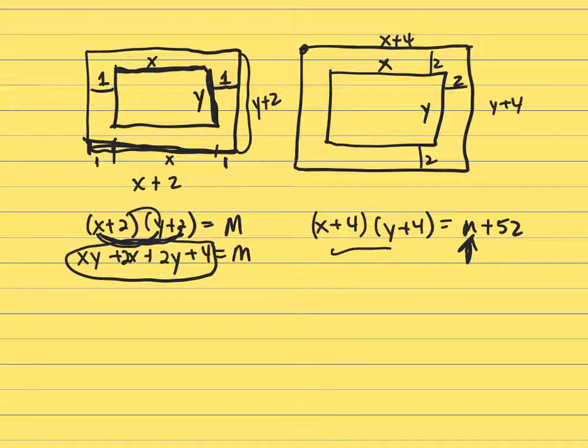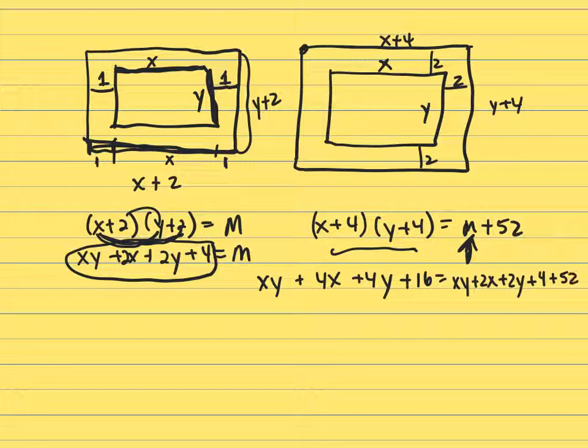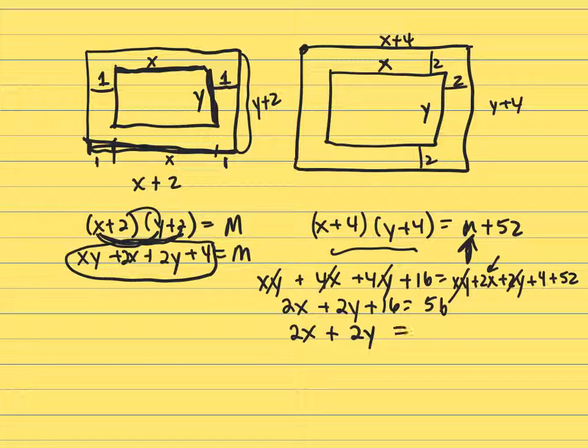So let's FOIL out this left side, and that gives me XY plus 4X plus 4Y plus 16 equals M, which is XY plus 2X plus 2Y plus 4 plus 52. And these XY's cancel, and subtract 2X from both sides, and the 2X is gone. Subtract 2Y from both sides, that gives me plus 2Y plus 16 equals 4 plus 52, which is 56. Now subtract 16 from both sides, and you get 2X plus 2Y equals 40.